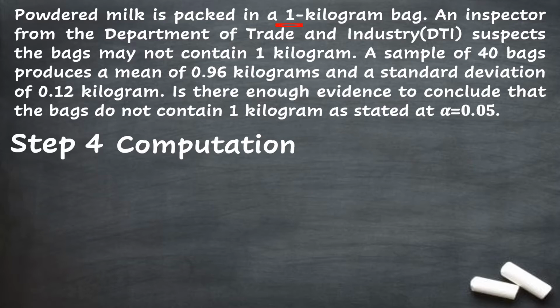So for the first sentence, we have the 1 kilogram. Analyzing 1 kilogram, it refers to the powdered milk, right? In general, it is not stated that the sample of this powdered milk is equal to something. It's just stated as powdered milk is packed in a 1 kilogram bag. So obviously, 1 kilogram refers to the population mean. We skip the next sentence since we already know what 1 kilogram is.